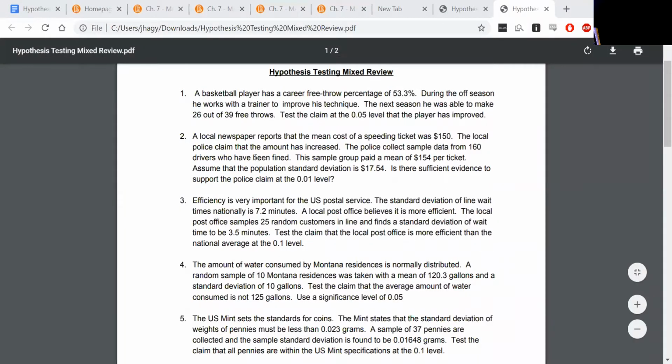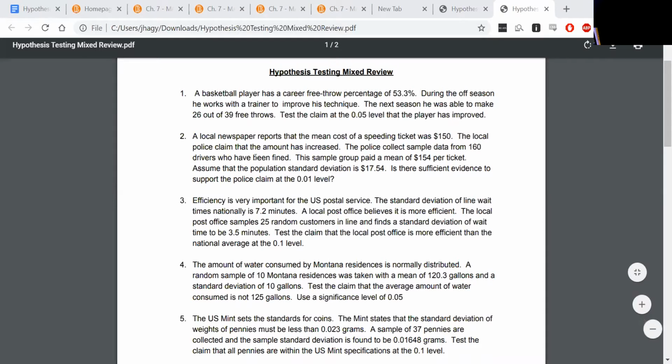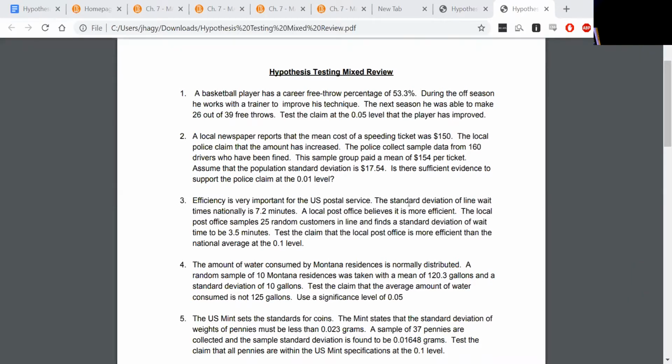Question 3. Efficiency is very important at the U.S. Post Office. The standard deviation of line wait times nationally is 7.2 minutes. The local post office believes it is more efficient. The local post office samples 25 random customers and finds the standard deviation to be 3.5 minutes. Test the claim the local post office is more efficient than the national average at the 0.1 level.